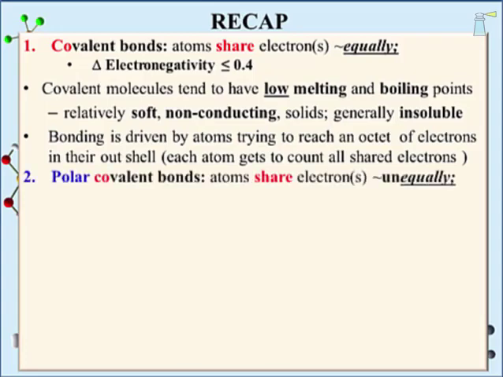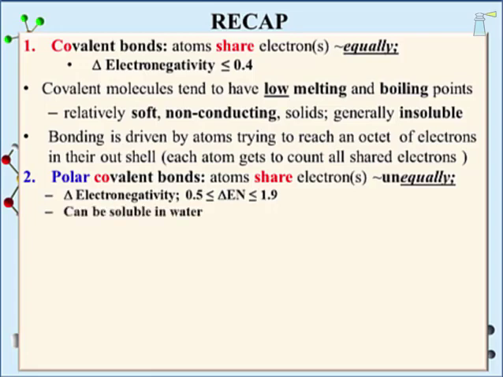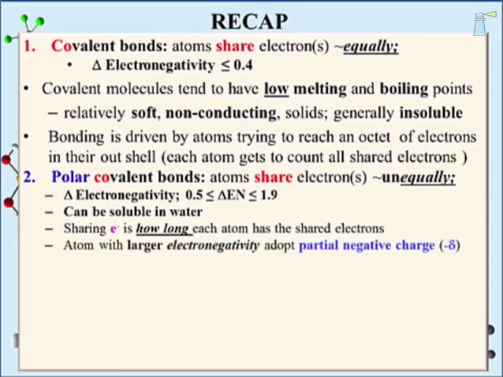For polar covalent bonds, the atoms also share valence electrons, but they do so unequally. These are bonds in which the difference in electronegativity between the atoms is between 0.5 and 1.9. Polar bonds increase the solubility of the compound in water. We saw that sharing electrons is about how long each atom has the shared electrons. In the polar bond, the atom with a higher electronegativity has the shared electrons longer, resulting in that atom adopting a partially negative charge. The Greek letter delta signifies partial.